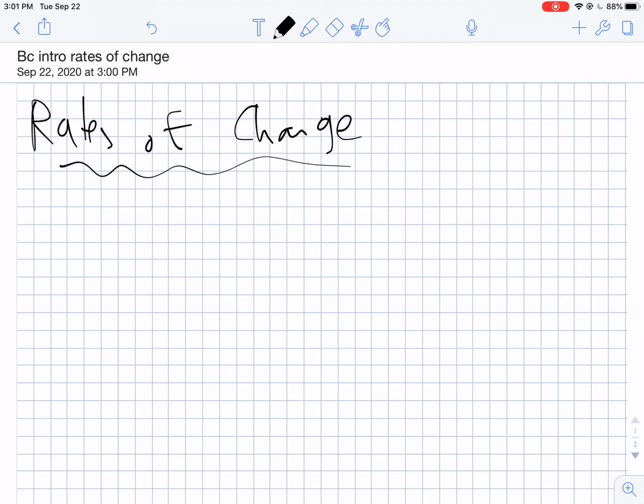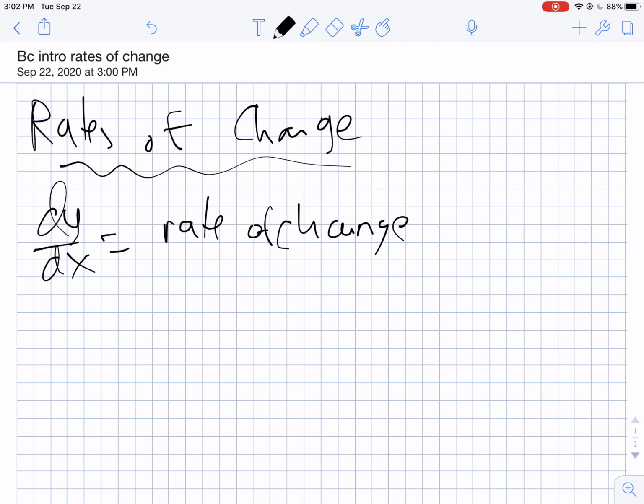First off, when we think about a derivative, like dy/dx, that is a rate of change in y as x changes, and we think about that as a slope or a rise over run. But basically, we want to think about that as some quantity changing in relation to some other quantity. So how is y changing in relation to x?